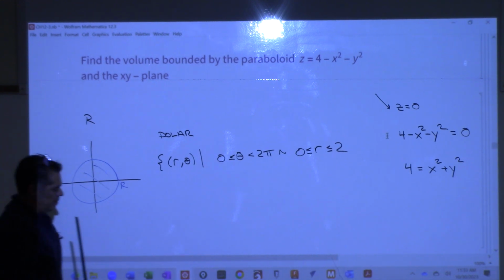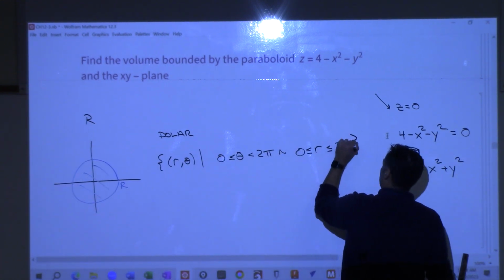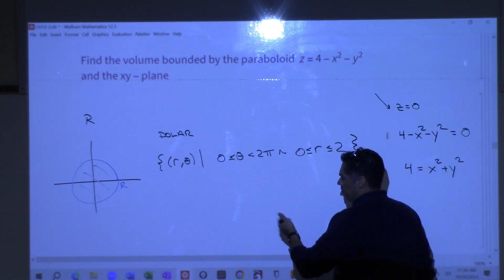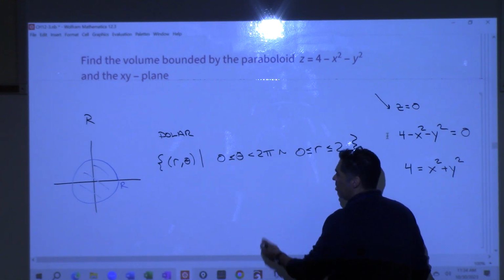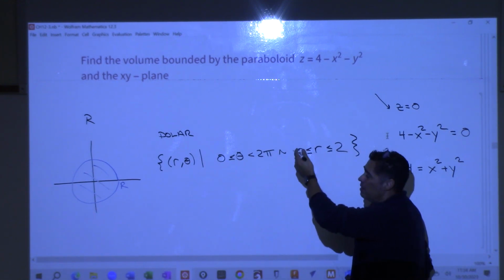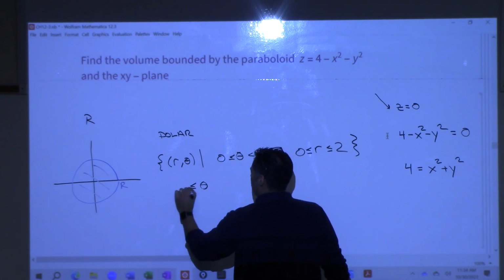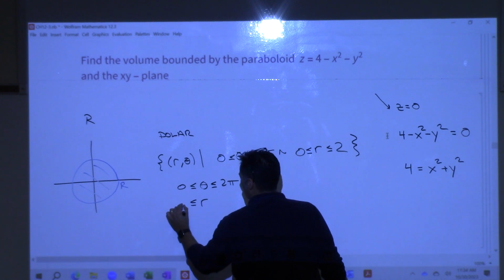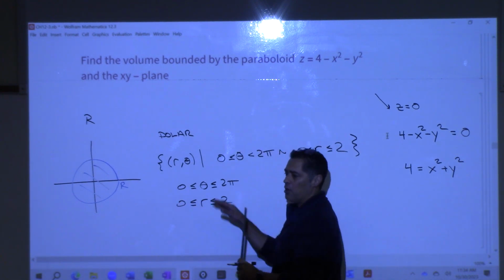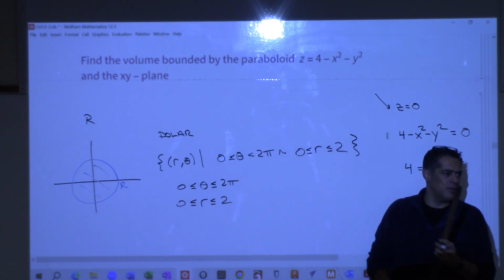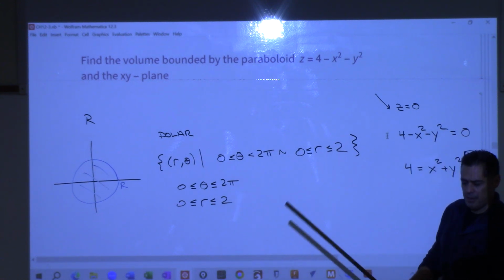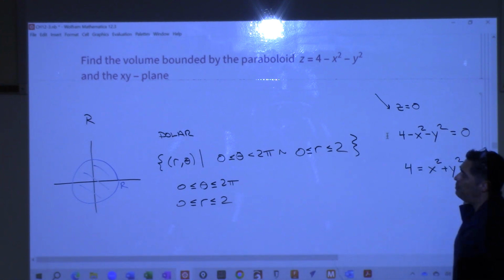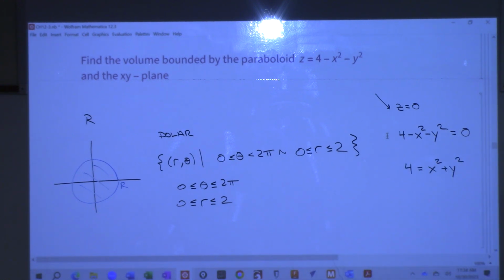Oh, I forgot my brace at the end here. So you may see me, in my homework solution videos or as we proceed through this, I'm going to stop doing all this for polar. I'm just going to write theta between 0 and 2 pi, and then I'll say r is between 0 and 2. I'm not going to say, hey, we're in polar. It's understood we're in polar, and here are our restrictions, right? All right, awesome. So we have the polar region on the ground. It happens to be a polar rectangle.